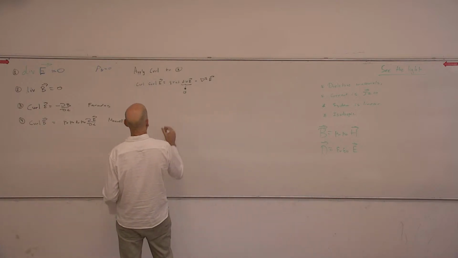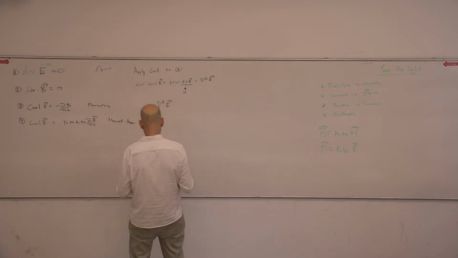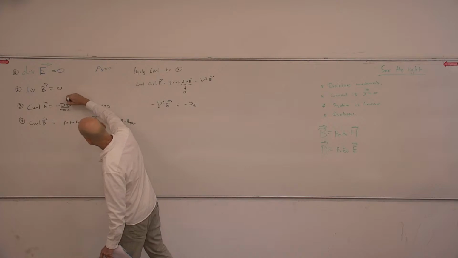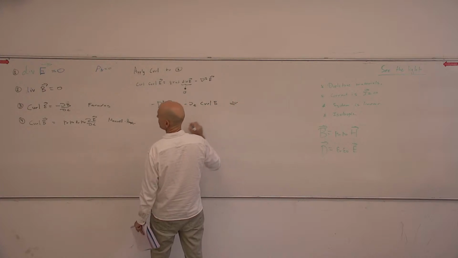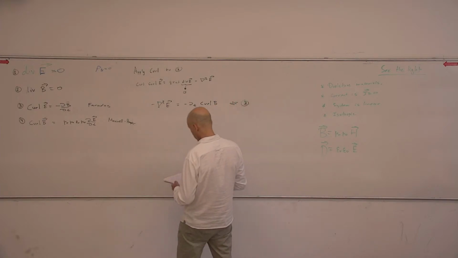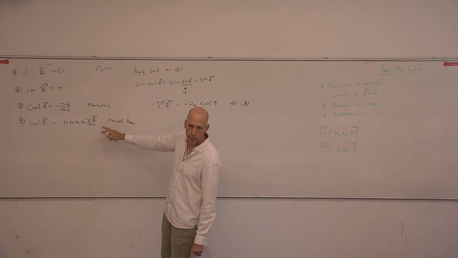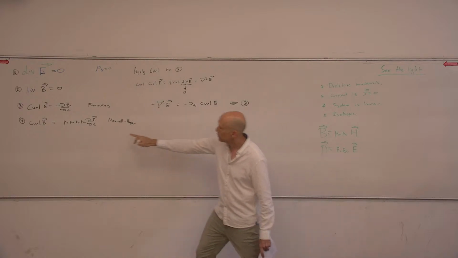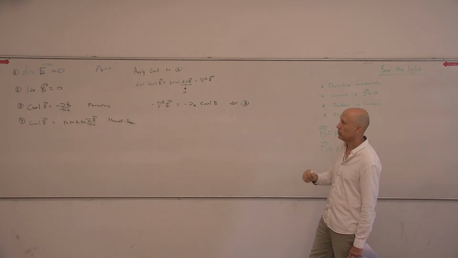So what do I get? I get the Laplacian of E with a minus sign equal minus d over dt. But then now I added a curl here, so I have curl B. This comes from 3. But what is curl B? We have it, and it's proportional to the derivative of E with respect to t. So this term is proportional to the derivative of E with respect to t. And that's why we have here the Laplacian, and what we will have here, the second derivative of the electric field.